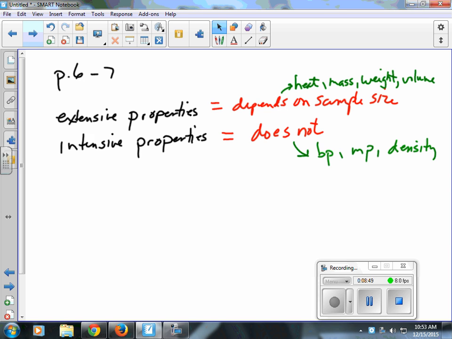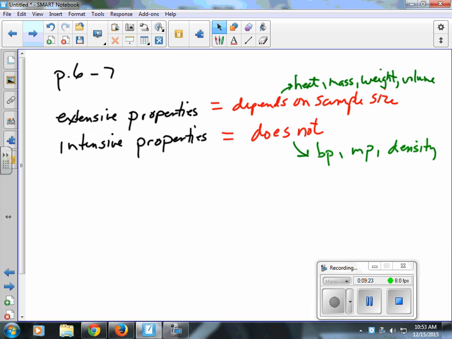Anything that is going to change as the size of your sample changes is going to be an extensive property. X means out, depends on something else, right? Intensive properties never change. Water, it doesn't matter if we've got a little tiny 30 milliliter beaker of water or if we've got a whole bathtub of water. It's going to boil at what temperature? 100 degrees Celsius, right? Does not matter how much of it we have. That's an intensive property.